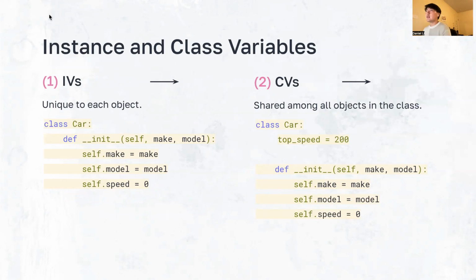Also, there's a difference between instance and class variables. If you see in this example, say we have a class called car, and within its init method, we have several instance variables, called self.make, self.model, and self.speed. These are all unique to each object, right? Every single car will have a different make, a different model, and a different speed. Now, class variables are shared among all objects in the class. We have this class variable on the right called top speed, which is 200. So every single car object that we create will have a top speed of 200.